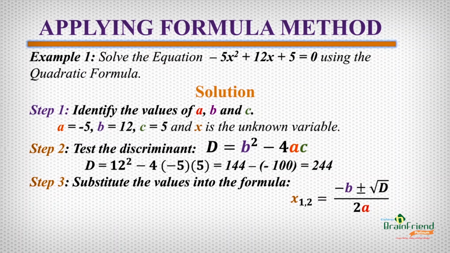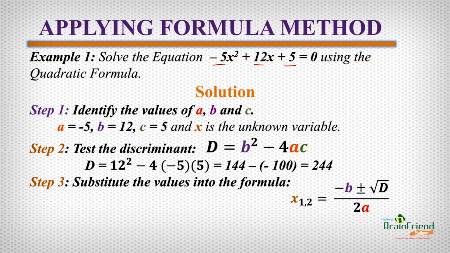Let's try an example. Example 1: solve the equation -5x² + 12x + 5 = 0 using the quadratic formula. Step 1, identify the values of a, b, and c. a from our equation here is -5, b is 12, and c is 5. So let's put that into the equation we know before now.